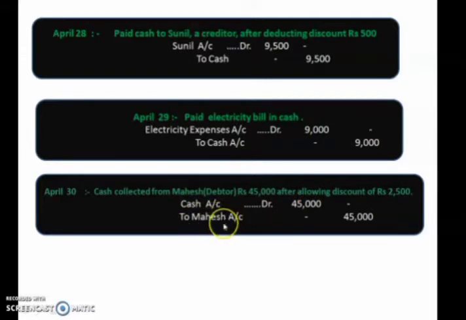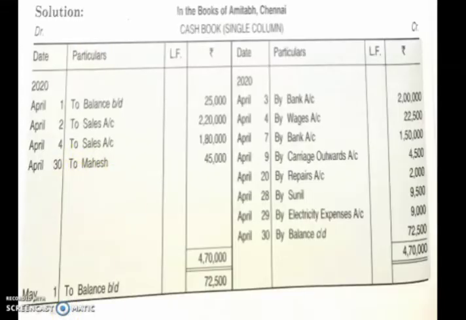Our debtor is decreasing. Debtor is an asset. When an asset decreases, we will credit it. So with that logic, we have posted this entry. So children, cash account is debited here. On the cash account debit side, you can write April 30th to Mahesh account 45,000.